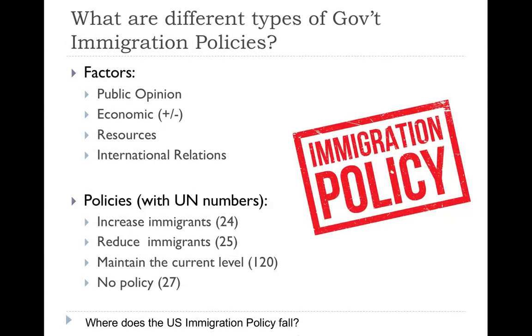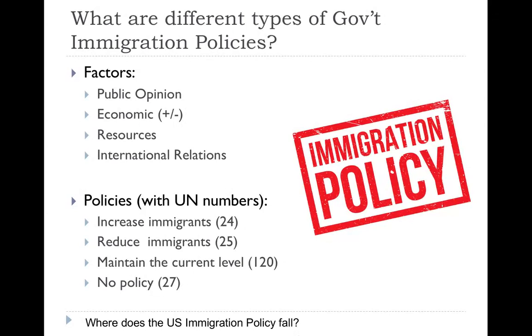So we talk about different types of government immigration policies. We do need to know a little bit about these policies. Some of the factors that go into governments making up policies for immigration. Public opinion plays a big role. How does the public and how do the people of that country perceive immigrants coming into the country? Is it a good thing or is it a bad thing? Another factor is how well is the economy doing? Is it doing well or is it doing poorly? If it's doing poorly, they're not going to want as many people coming in because there's less jobs available.